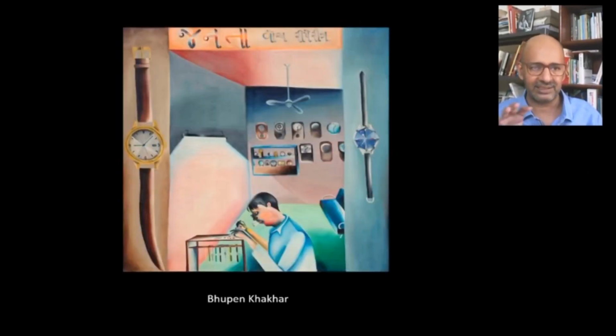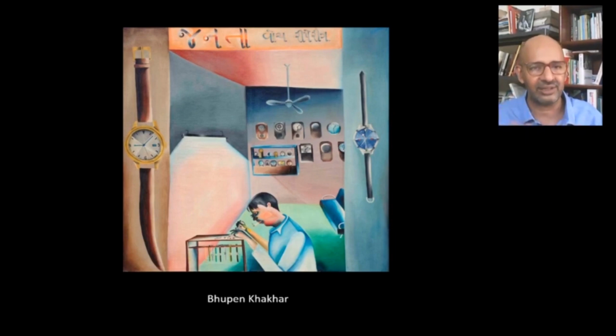Then we have Bhupen Khakhar, who sourced his subject matter mostly from the most ordinary features, scenes, visuals and happenings of daily life. And therefore, in many of his paintings, you see absolutely ordinary actions, ordinary gestures, ordinary situations, but painted in a slightly fragmented way, not necessarily within one single perspective composition.